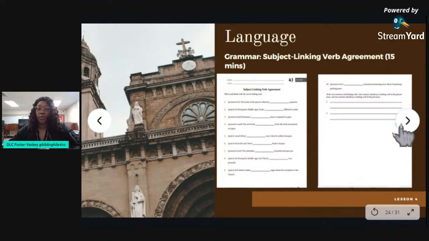Next, students will turn to activity page 4.1. The teacher will read the directions with the students and they'll complete number 1 together. Then students will complete the remainder of the page independently. And though that is the same activity page.